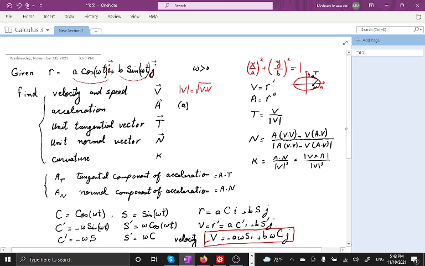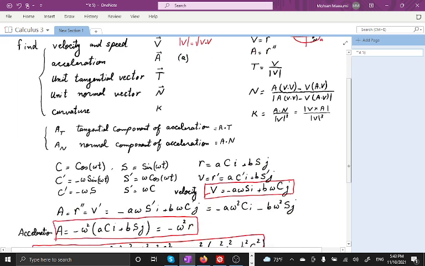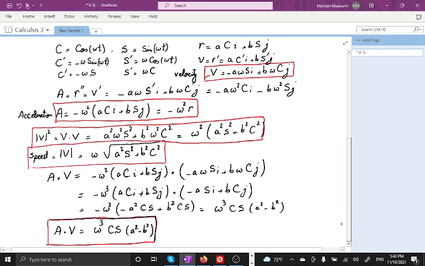We pretty much have all the ingredients. I have calculated a dot v, which is used here, v dot v. Let's see, did we use a dot v? Yes. So now I need my n before I calculate a dot n.